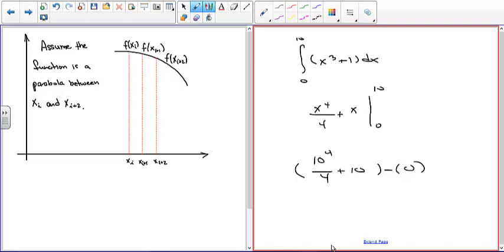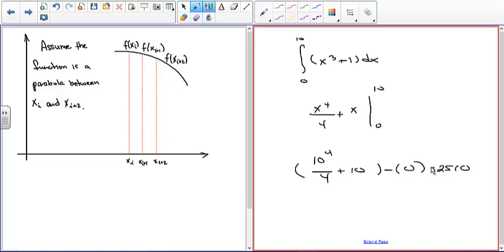So we get 10 to the 4th power divided by 4. Whoops, I did it to the 4th power again. 10 to the 4th, which is 10,000 divided by 4 plus 10. So I get 2,510. So that's my exact solution, 2,510.